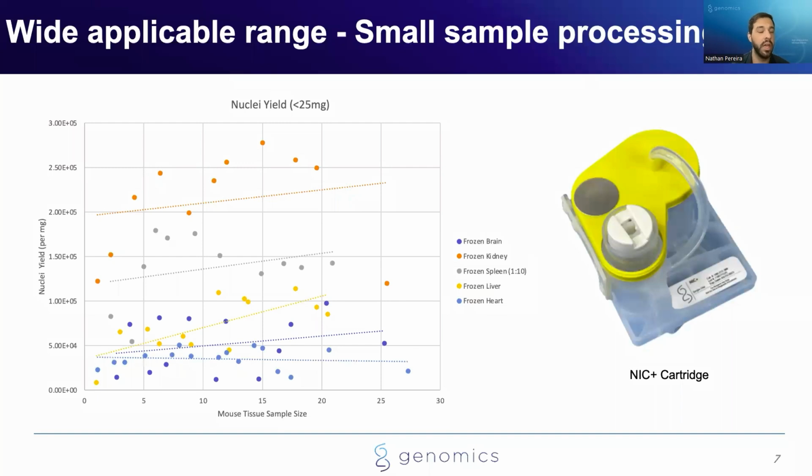We do see a little bit of drop in yield per milligram as we get down to about 10 to 1 milligram, but it is robust down to 1 milligram of tissue.